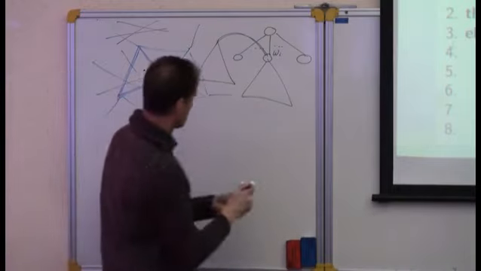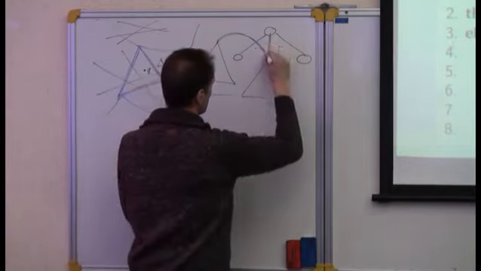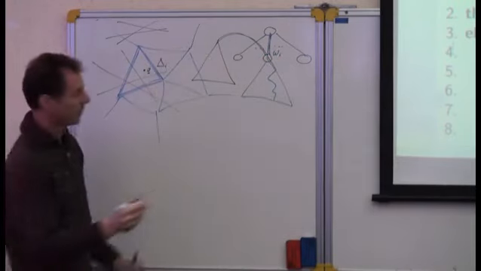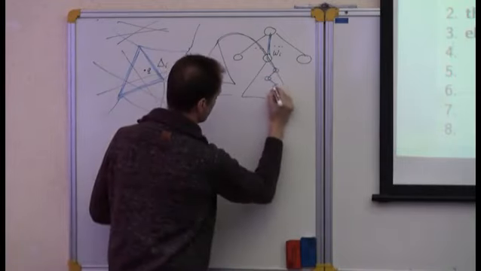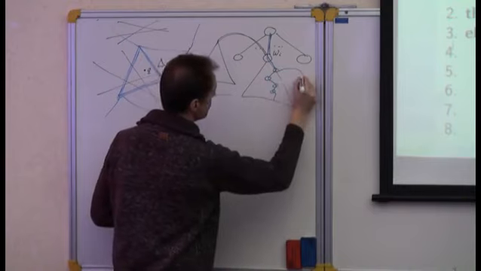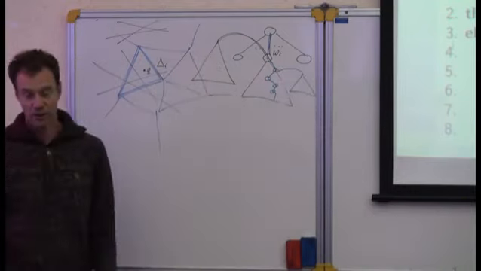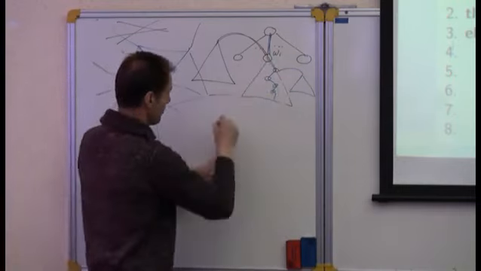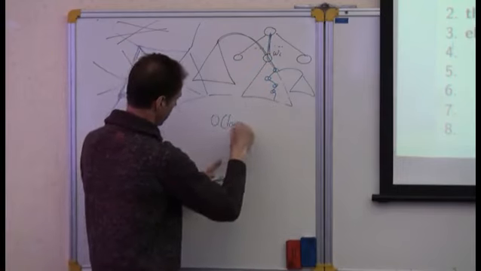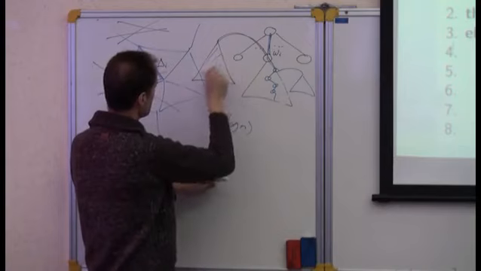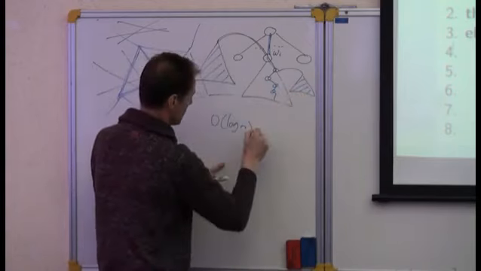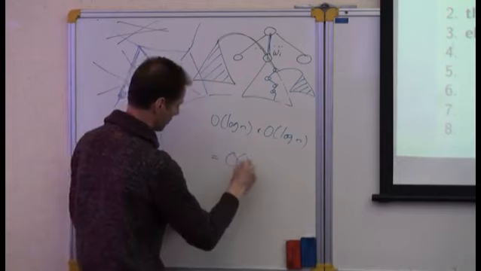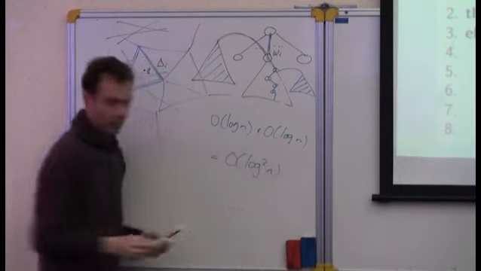So what happens is I'm going to go down a path in this tree, and for every node on the path I'm going to go to my second level structure and do another query. Since I have log n nodes here, and in each of these second level trees I also do log n work, I get log squared n.